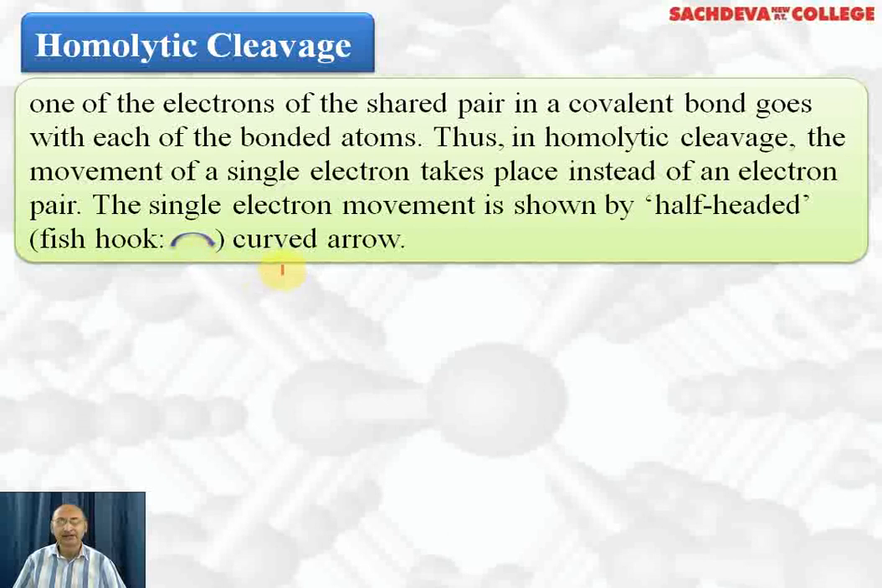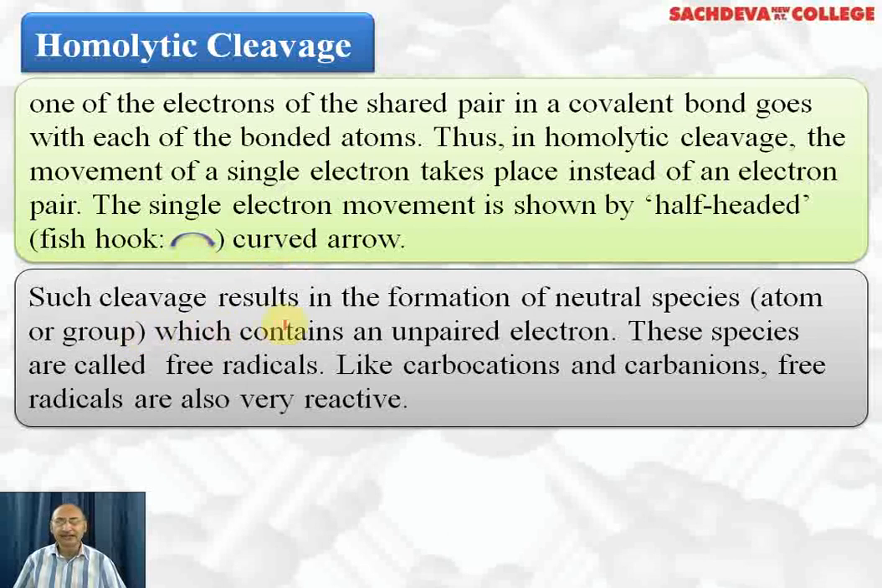This is a curved arrow. Such cleavage results in the formation of neutral species, atoms or groups, which contain an unpaired electron in excited state. So these species are called free radicals, which are highly unstable and highly reactive, in the same way as carbocations and carbanions.